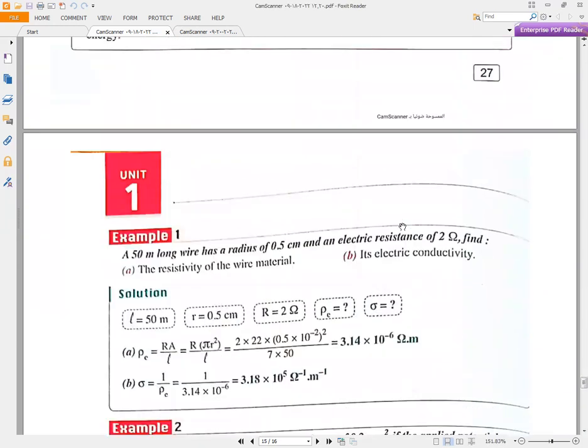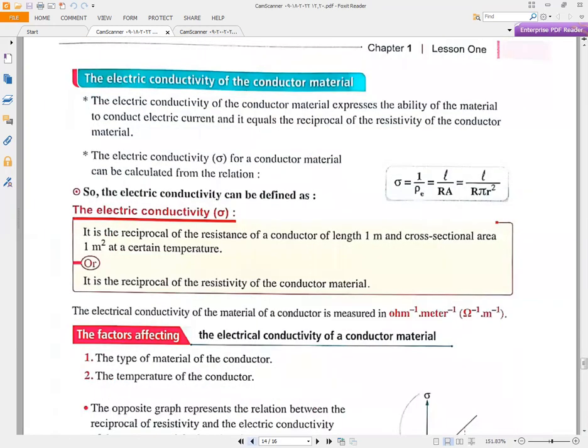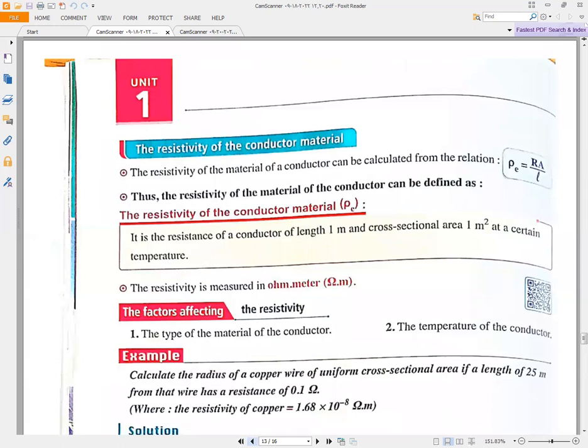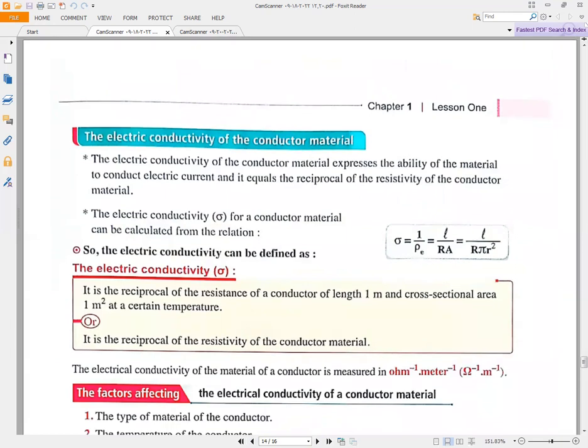rho L over A. What does it mean, rho? Rho is the electric resistivity of the material. It depends on the type of material and the temperature of the conductor. A is the cross-section area of the wire. And another physical quantity is called electric conductivity. Electric conductivity is the reciprocal of the electric resistivity, and it is also constant.